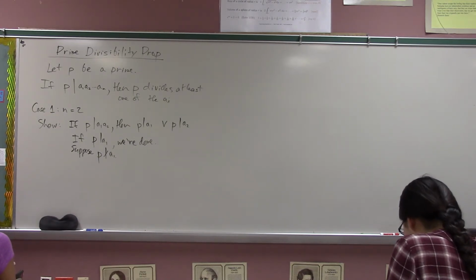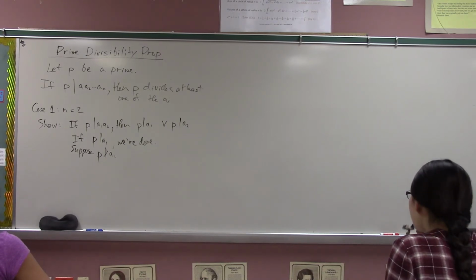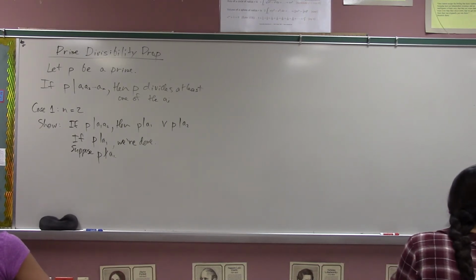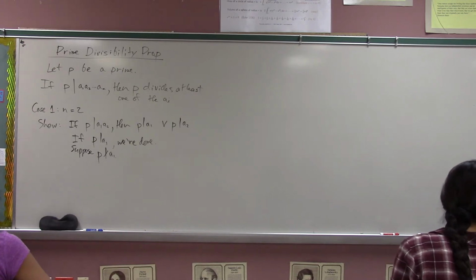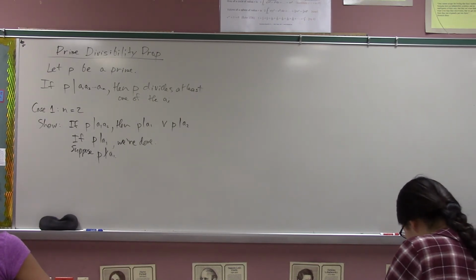If you already know p divides a1 a2, and you can... Can you just write out the set of factors of a1 and then say p isn't in that, and then write out the set of factors of a2 and then p isn't in that?